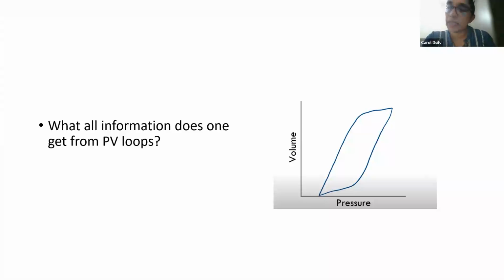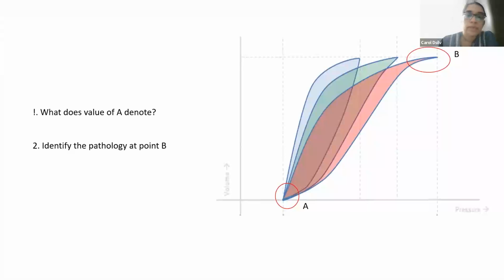Sometimes you'll also be able to pick up asynchronies like flow asynchronies. You see that scooping or scalloping pattern in the pressure waveform, especially during the inspiratory flow. Okay, so this is all the information that you get from PV loops. Commonly we use this for changes in compliance. Just to give you some more examples.